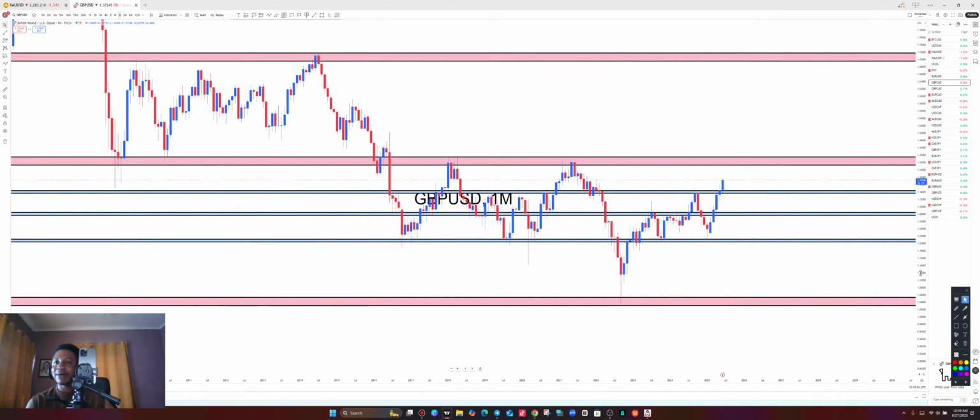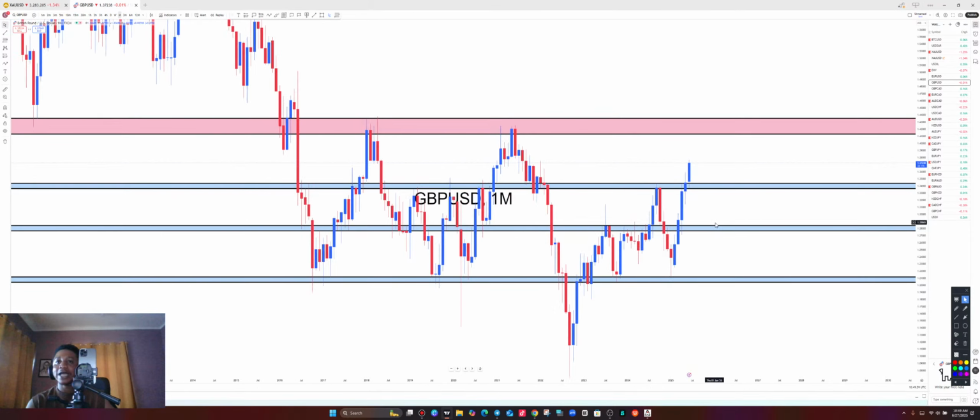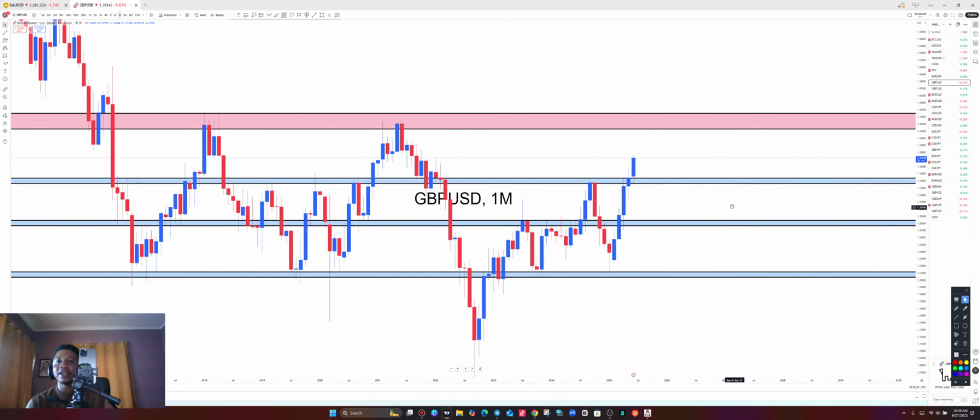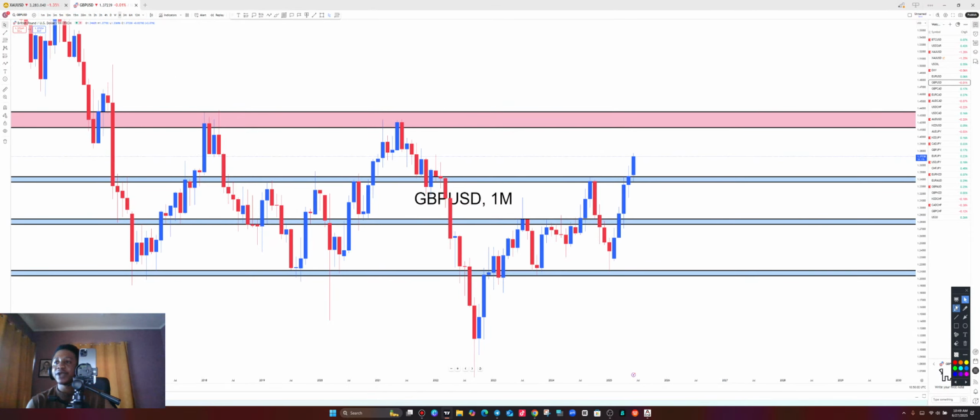All right, so this is the monthly time frame of GBP USD. On the monthly time frame, we have the upper zone, the mid-range zone, and then the lower zone. Price has broken above all levels. It broke above the middle zone. It has broken above the upper zone, where it is going all the way to the upside.